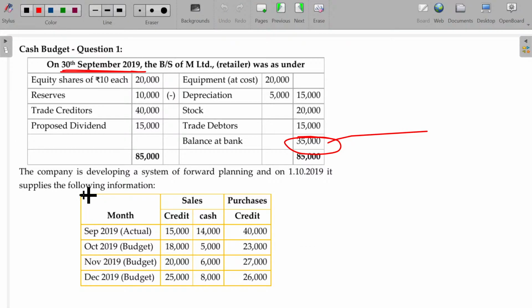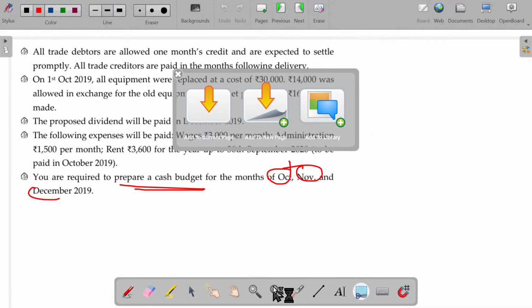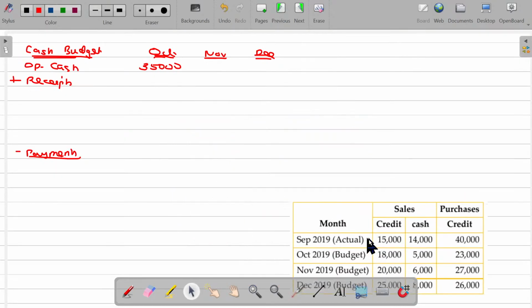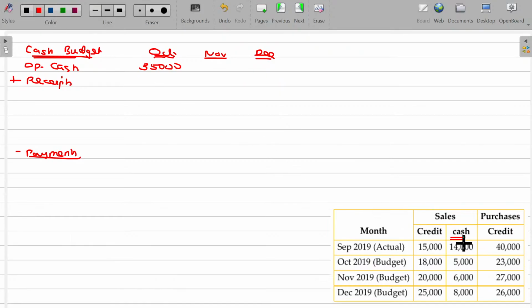Now read one after one. The company is developing a system of forward planning. On 1/10/2019, it supplies the following information. So this is the information given. This is about the predicted figures. You estimated these things may happen in the coming days. Now, from this, it is very clear. Whenever you do cash sales, the collection will be done immediately. So I put the value here, cash sales. What about the collection in October?